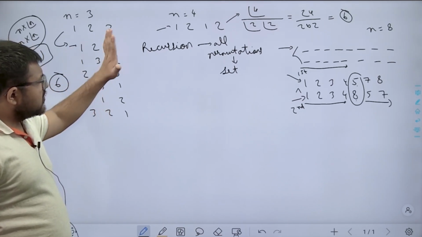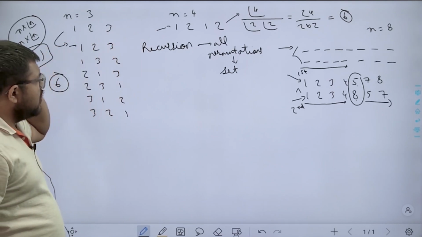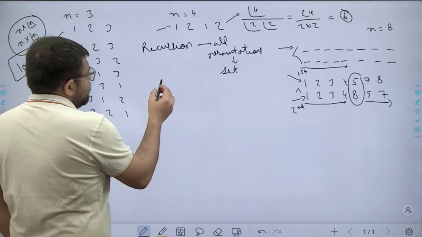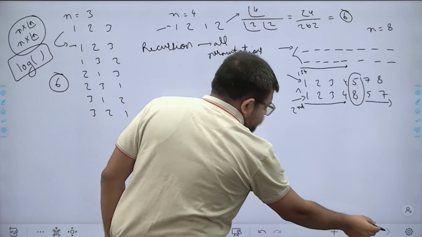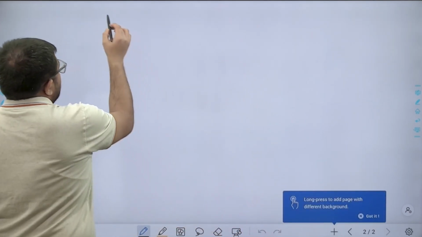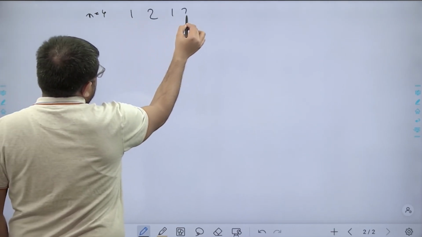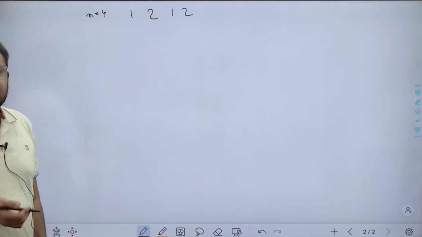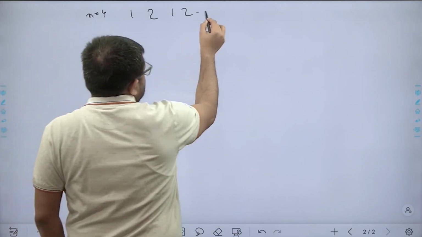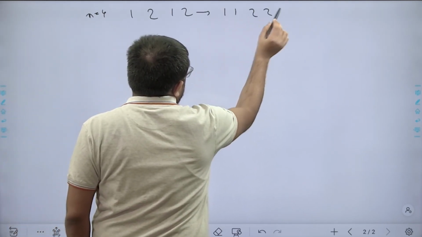So what we can do is, let me write down on a new screen, okay? Let me take this example, n equals 4, and I have 1, 2, 1, 2. First of all, I will sort this array. So this will become 1, 1, 2, 2.